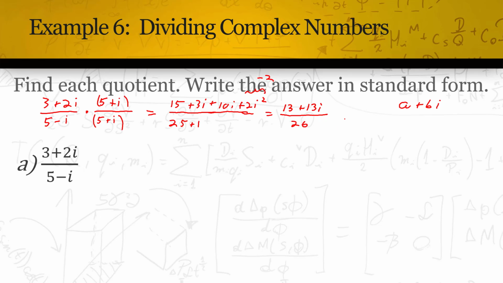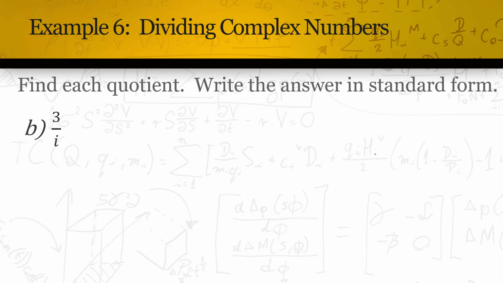Okay, we can go ahead and now write this in standard form. This will be 13 divided by 26 plus 13 divided by 26 times i. Of course, these can be reduced, and when you reduce them, you will have 1/2 plus 1/2 i, and that will be your answer in standard form.